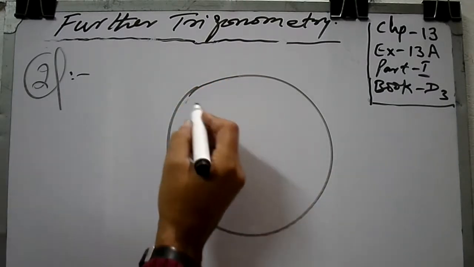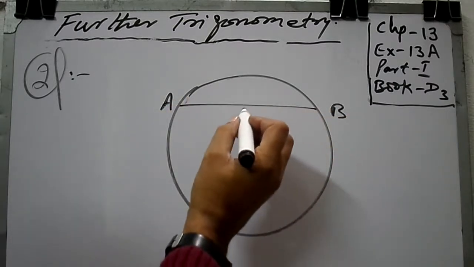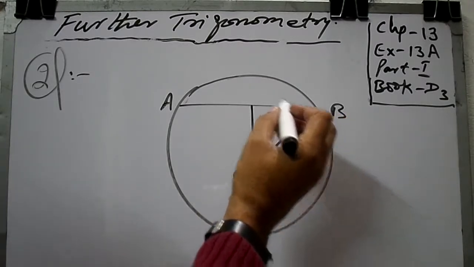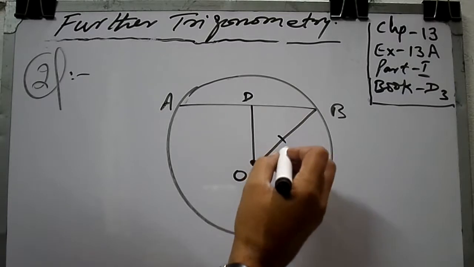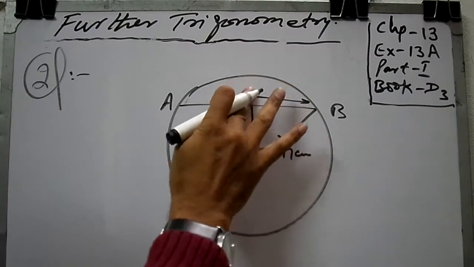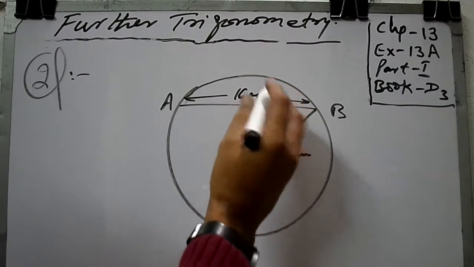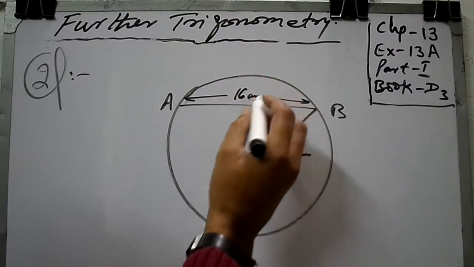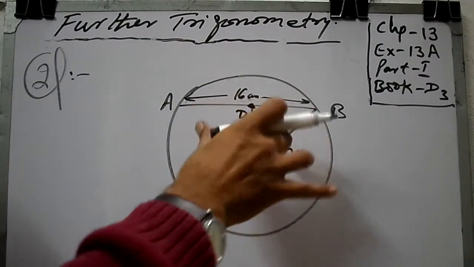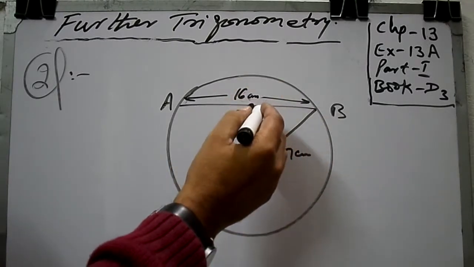So you can see here that AB is a chord having center O. This point is D, here is 17 centimeters, and up to this is 16 centimeters. And this point is known as D. So you have a clear triangle, and you can use Pythagoras theorem, because here is the 90 degree angle.